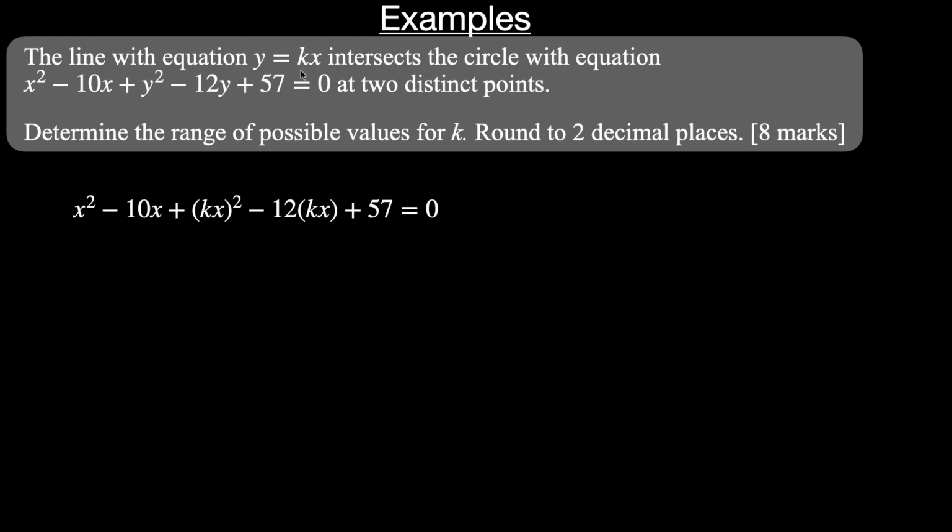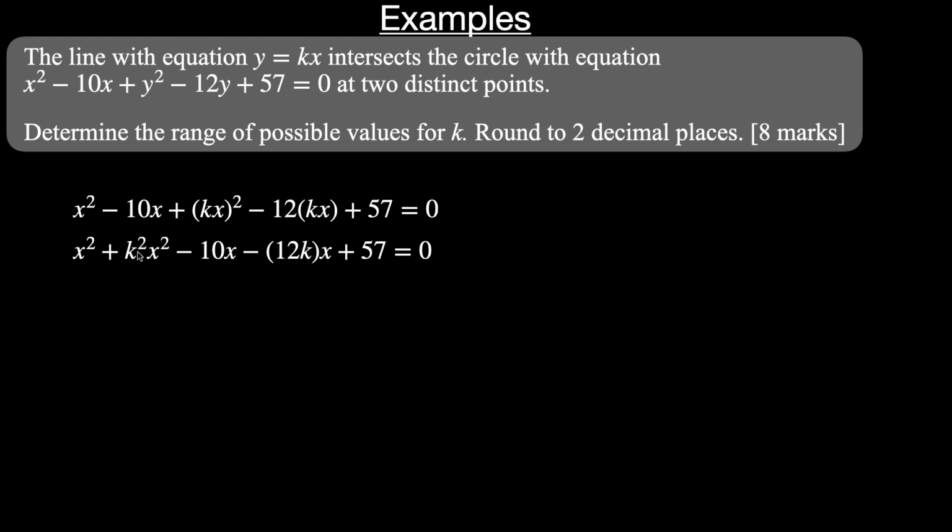Now we have to do a little bit of tricky rearranging. Write the x squared terms next to each other and the x terms next to each other. So I've written x squared plus k squared x squared next to each other here, and negative 10x take 12kx next to each other here, and we still have that plus 57 on the end. And I want you to think of this k as a constant. Think of it as a number. Even though we don't know what it is yet, try not to think of it as a variable like x.